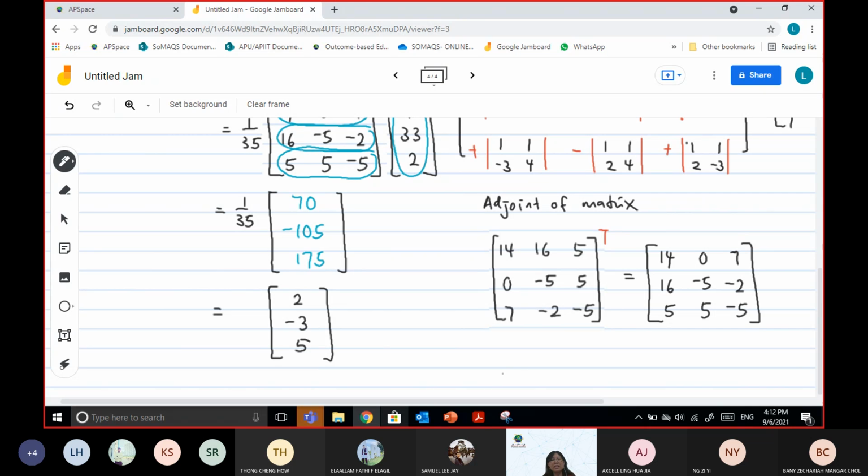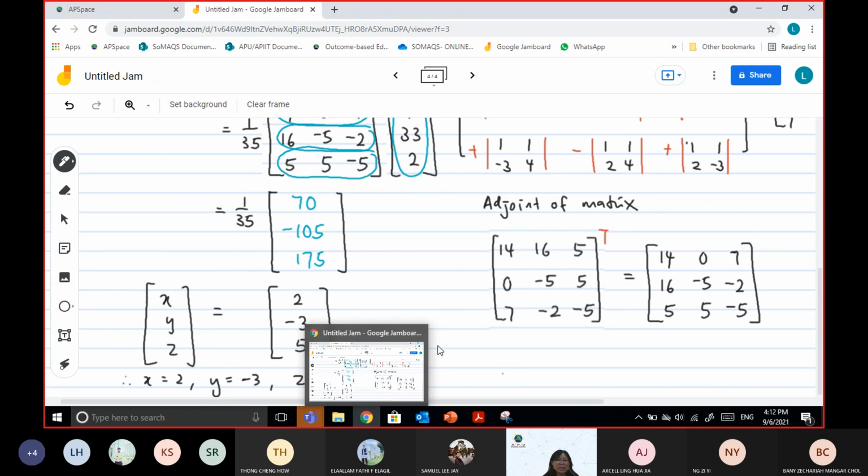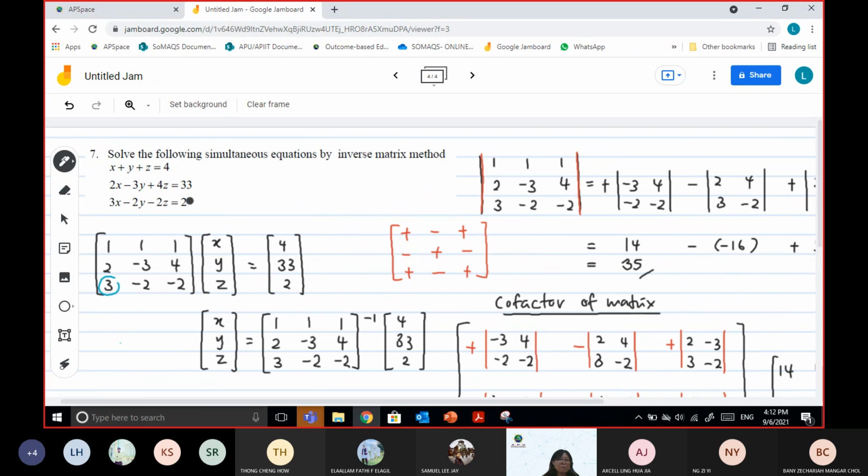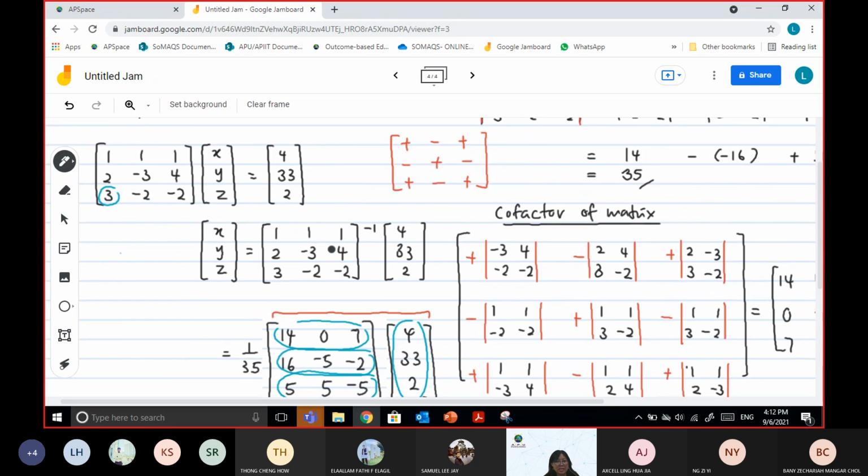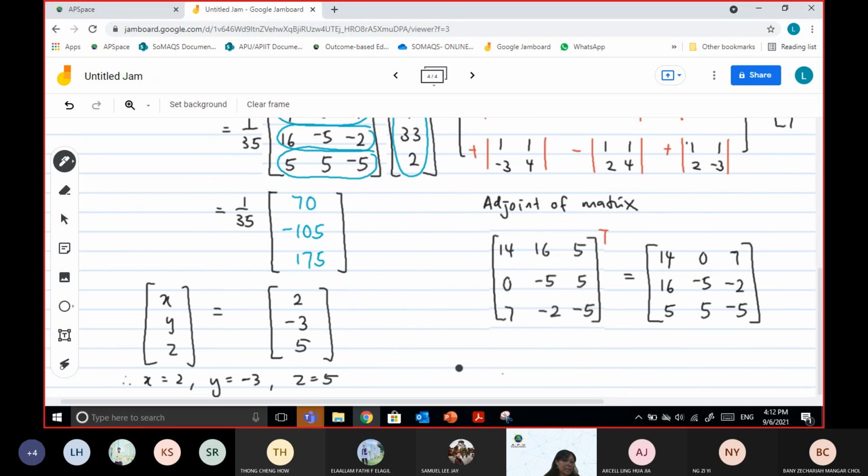For this 3 by 3 matrix, we may tend to make some careless mistakes. This is your x, y, and z. So your x is 2, your y is negative 3, and your z is 5. As I said just now, how do you verify your answer? You just substitute back into the equation. It is best to try two of the equations. If the first one is correct, normally it's correct, but you can verify with the second equation. When the values tally, your answer is correct. So that's how we get the calculation.